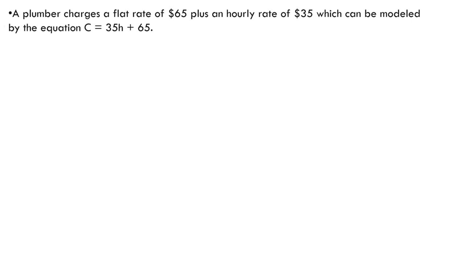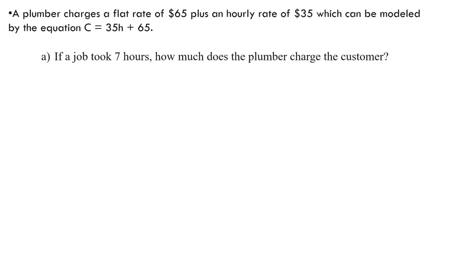Okay, here's our question. A plumber charges a flat rate of $65 plus an hourly rate of $35, which can be modeled by the equation C equals 35H plus 65. So the $65 is charged right away. As soon as the plumber shows up at the doorstep, you are charged $65, no matter what. From then on, the cost of $35 is charged per hour. So our equation, C equals 35H plus 65.